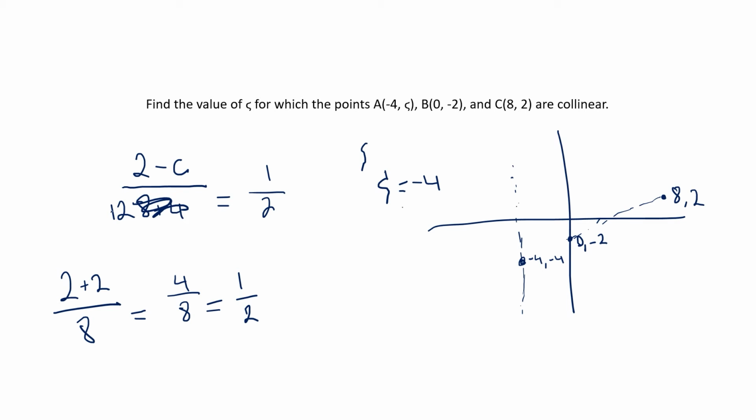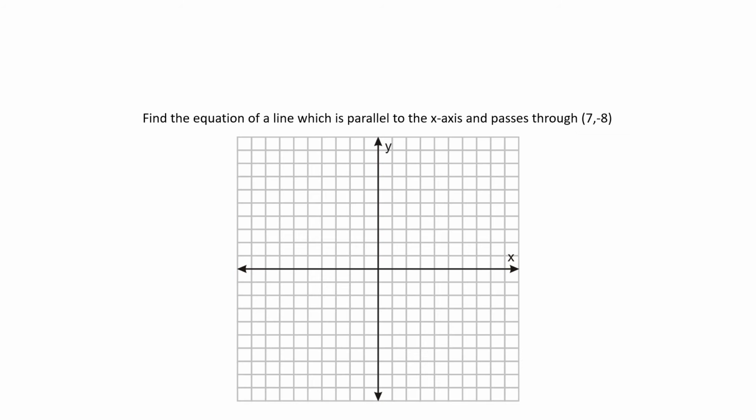The algebra for this is you multiply both sides by 12, and then you would get 12 over 2 equals 2 minus C. This turns to 6. 2 minus C equals 6. It's the same process. Do the algebra however you can consistently do it. But that's how you solve this problem.